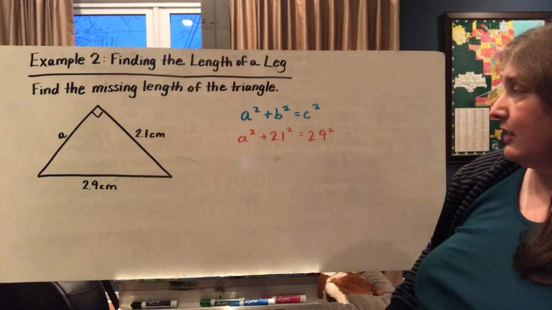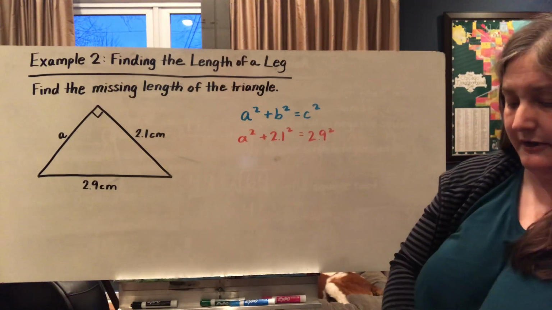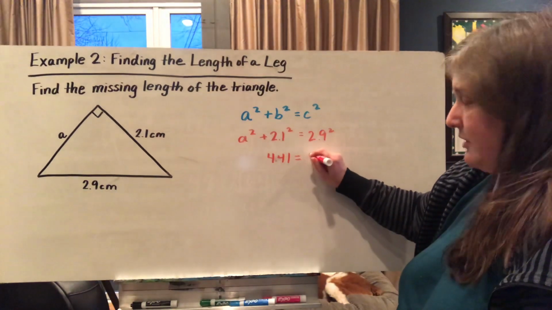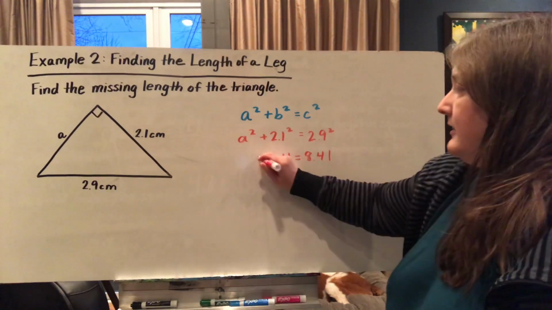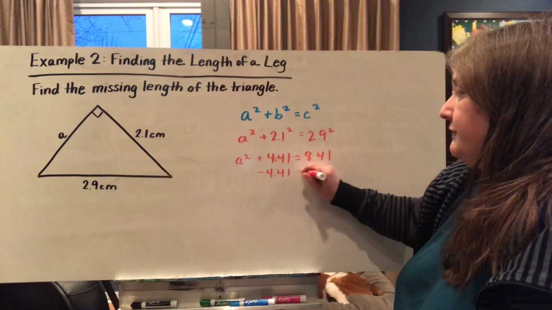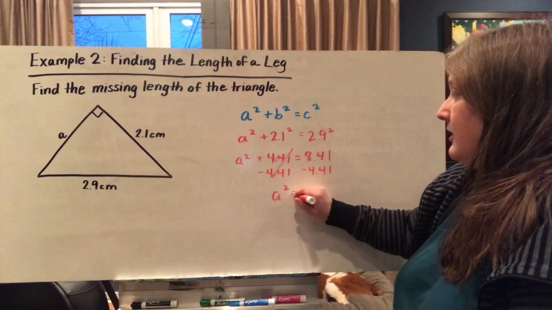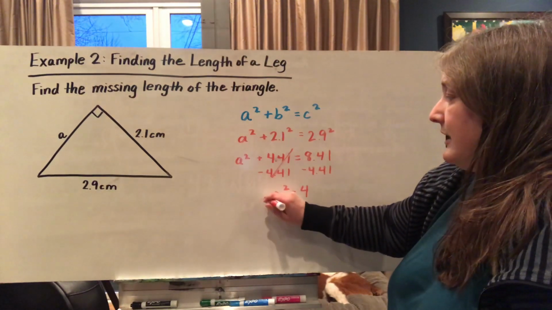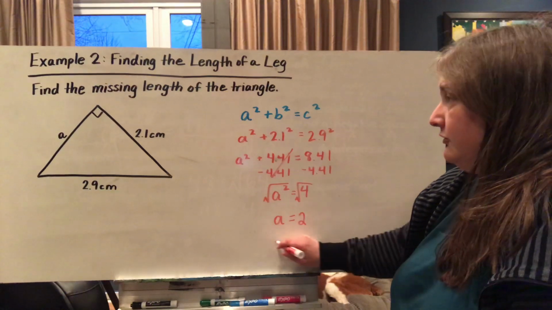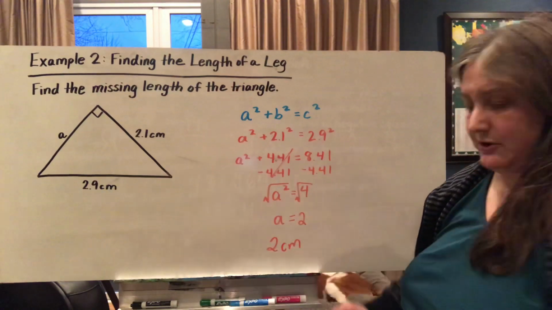So I'm going to do a little bit of calculating. 2.1 squared gives me a grand total here of 4.41. And 2.9 squared is 8.41. And a squared is my unknown. So I'm going to subtract 4.41 from each side. And I'm left with a squared equals 4. So now to get rid of that squared, I'm going to do a square root on each side. So a equals 2. So the value of the missing leg is 2 centimeters.